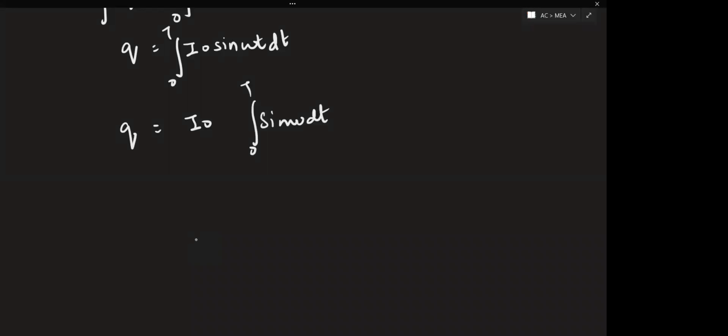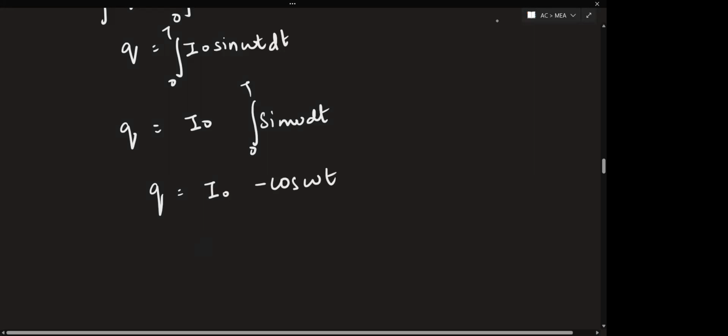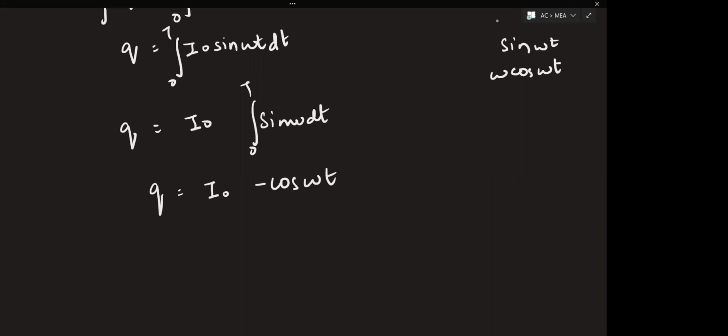Class, whenever you're finding the integration of sine, this becomes minus cos theta. That becomes minus cos omega t. But remember in differentiation, I told you omega comes out. If it is sine omega t, then that becomes omega cos omega t. In differentiation, this omega gets multiplied. In integration, this omega gets divided. This you must have studied in your mathematics class.